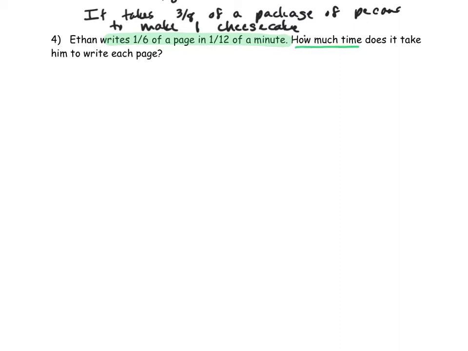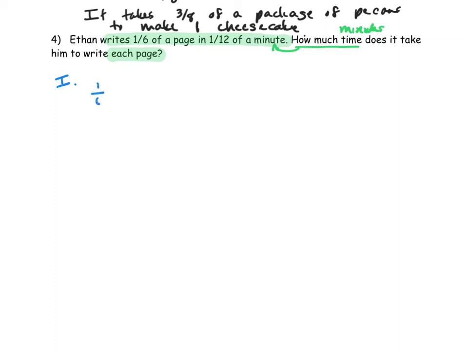Well, if I look at my unit of time, it's in minutes. So we're looking for minutes. How many minutes? And then it says for him to write each page. So when I hear each, I'm talking about 1. So we're going to start by setting this up initially. We're going to do it both methods. We're going to use the proportion way.